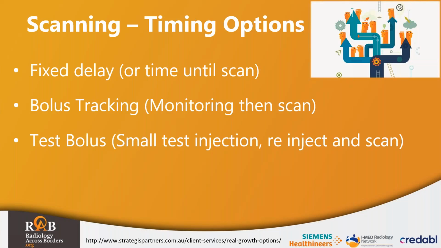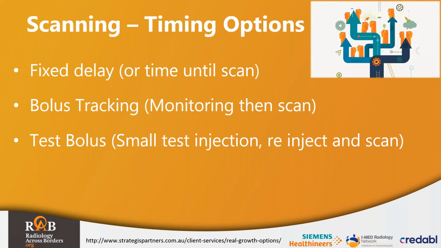So if we start moving on to some scanning now, we've got a lot of different options. Historically, I suppose, we would always do a fixed delay, and say, okay, we're going to have a delay of 30 seconds for a chest, and that's when we're going to scan it, and we know that's roughly when arterial phase is, so that's how we're going to do it.